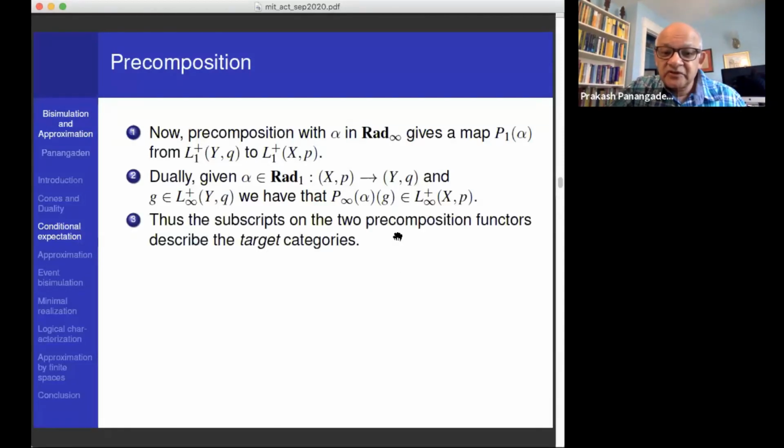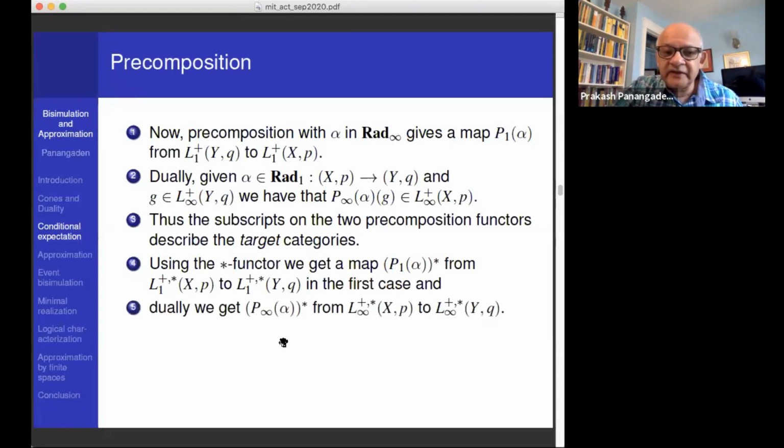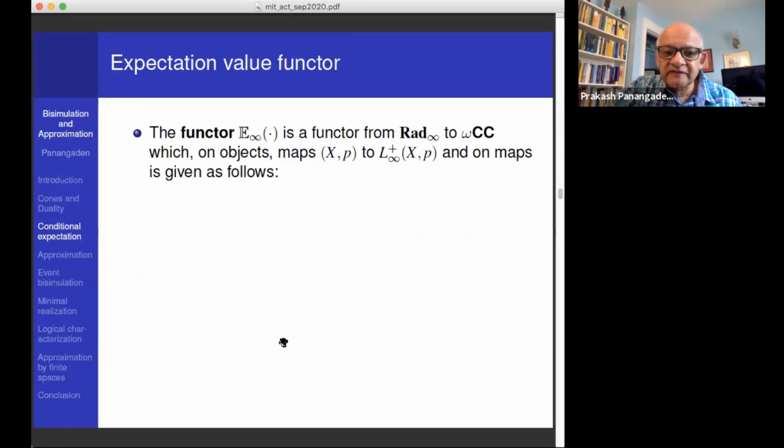Okay, so the subscripts on the two precomposition functors define the target categories. So precomposition reverses the direction, but the star functor, which dualizes everything in the vector space sense, reverses it again. So P1 alpha dualized will go again from the X to the Y direction. But of course, this time it will take an element of L1 plus star in X to an element of L1 plus star in Y, and dually in the infinity case. So those are the precomposition functors.